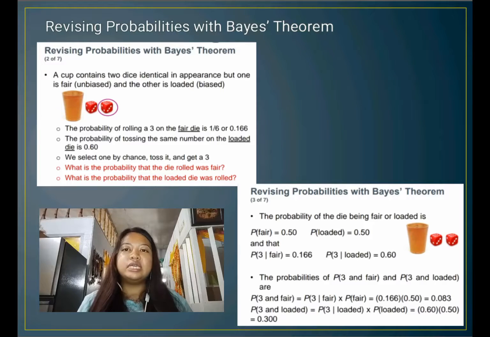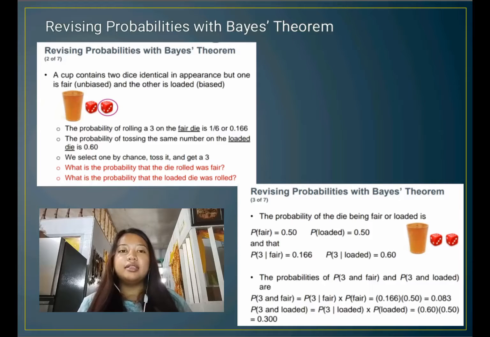So to answer, the probability of rolling number 3 on the fair die is 1/6 or 0.16. We have here the probability of being fair is equal to 0.50, and the probability of being 3 given that it is fair is equal to 0.166 or 1/6.